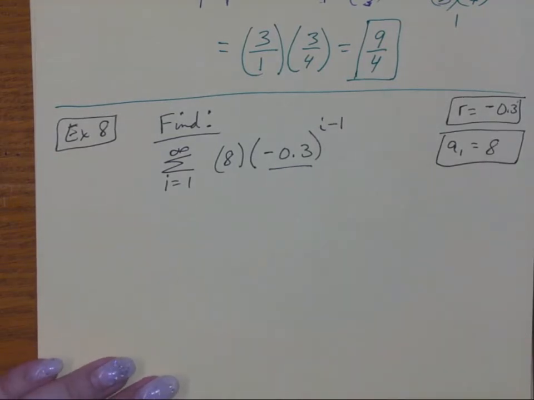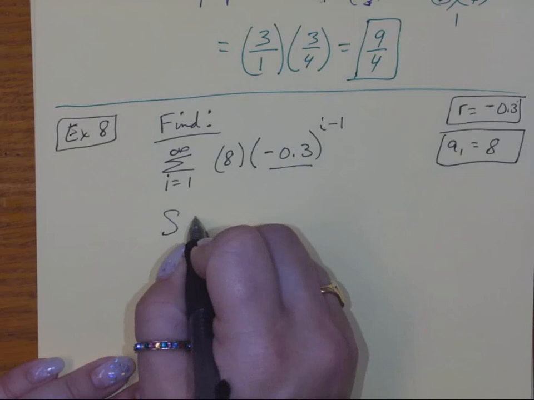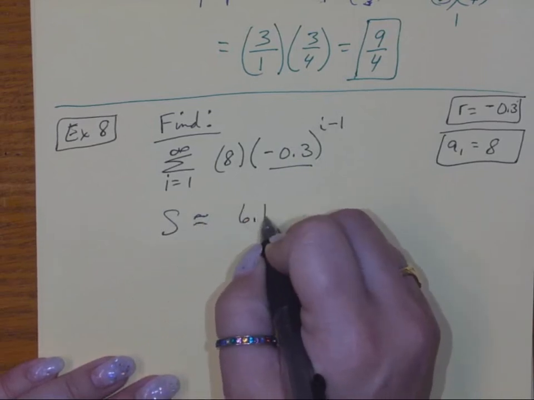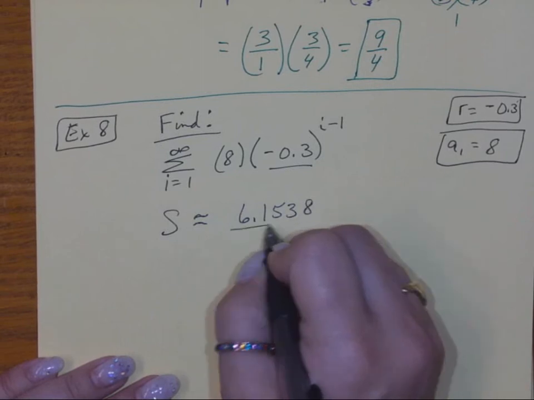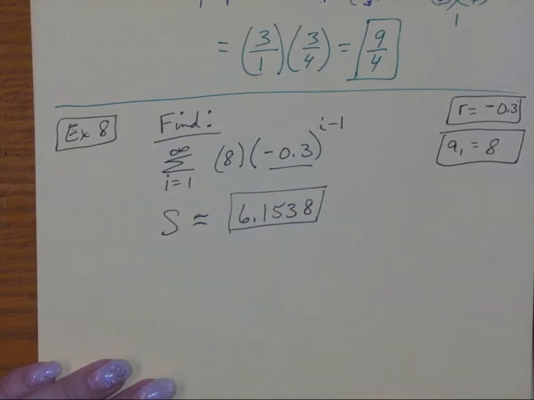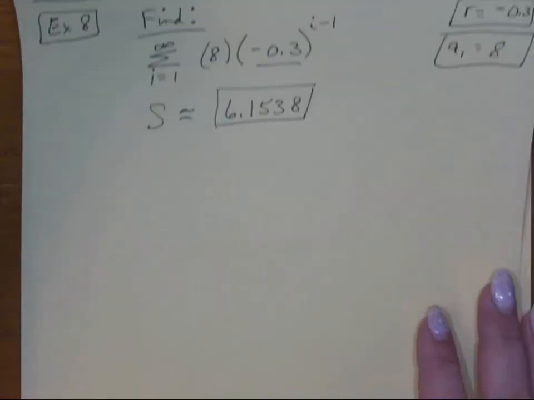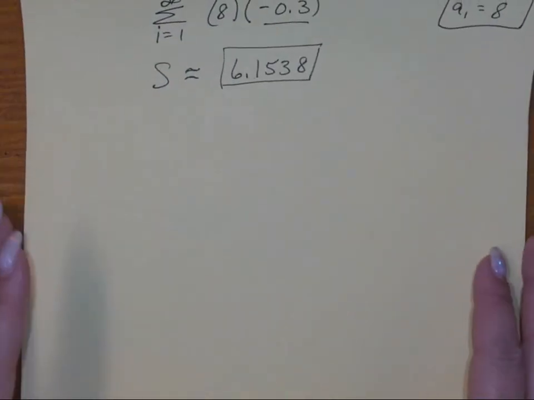So I'll let you know that your sum should look like about 6.1538 when you finished, and it just kind of is a decimal that goes out there. Okay. The reason I'm skipping that is because I want to make sure to get to this guy right here.